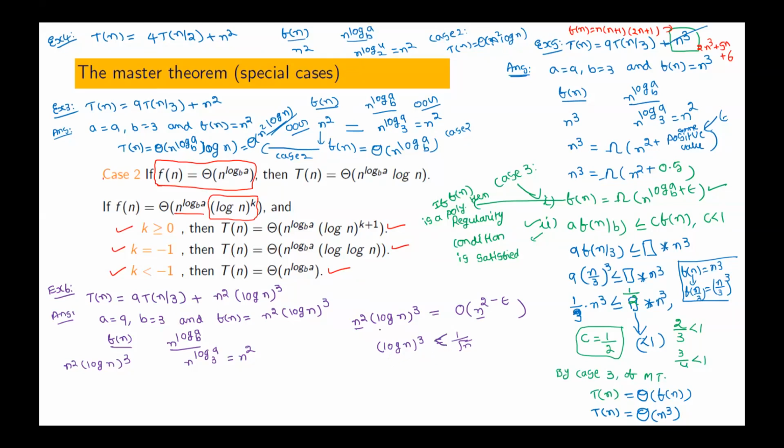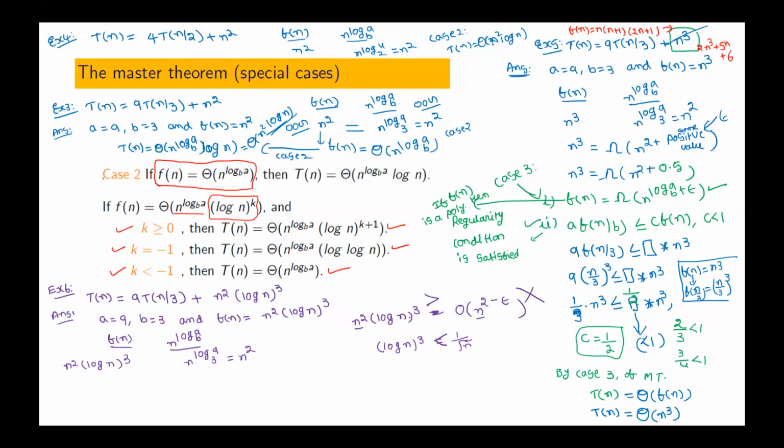Simple logic. On this side, n square into log n, n square into some other value. Here we are subtracting something from n square. Whether this can be more than this, easily we can say no, it's not more. Even if it is more than n square, then if you subtract something from n square, automatically it will be less only.